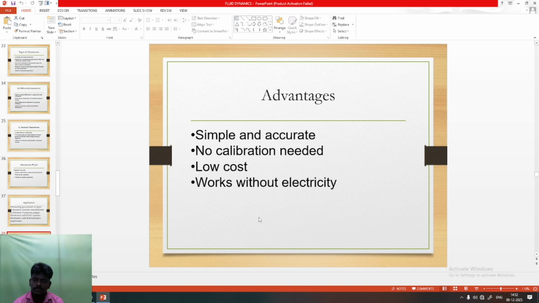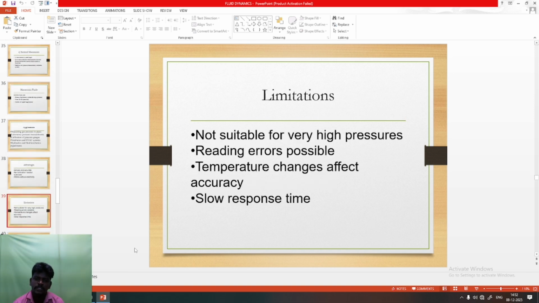Okay. Next, limitations. What are the limitations of the manometer? Not suitable for very high pressures. If we need to get values from high pressure sources, we use pressure gauges, such as Bourdon gauges. Next, reading errors are possible. Temperature changes affect accuracy, and the response time is slow. These are the limitations.